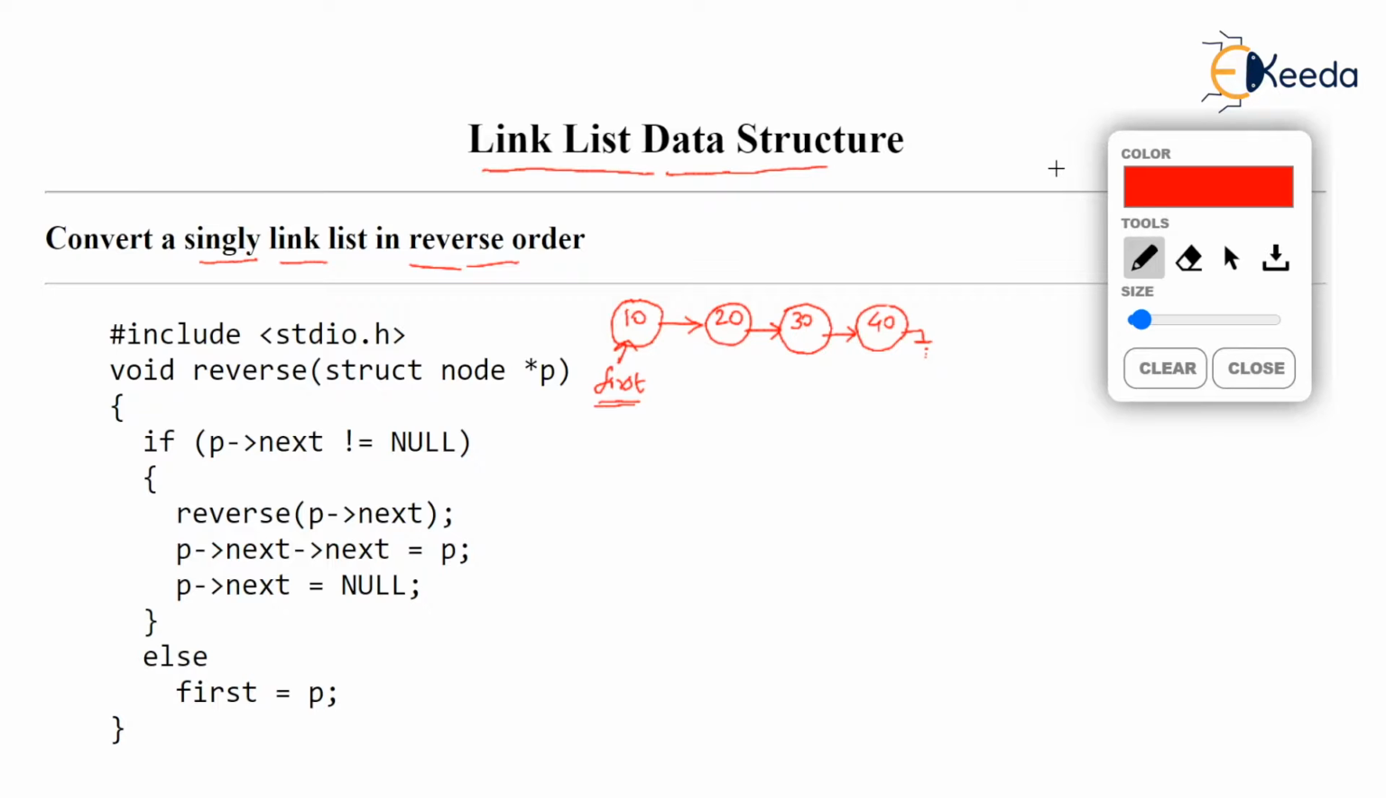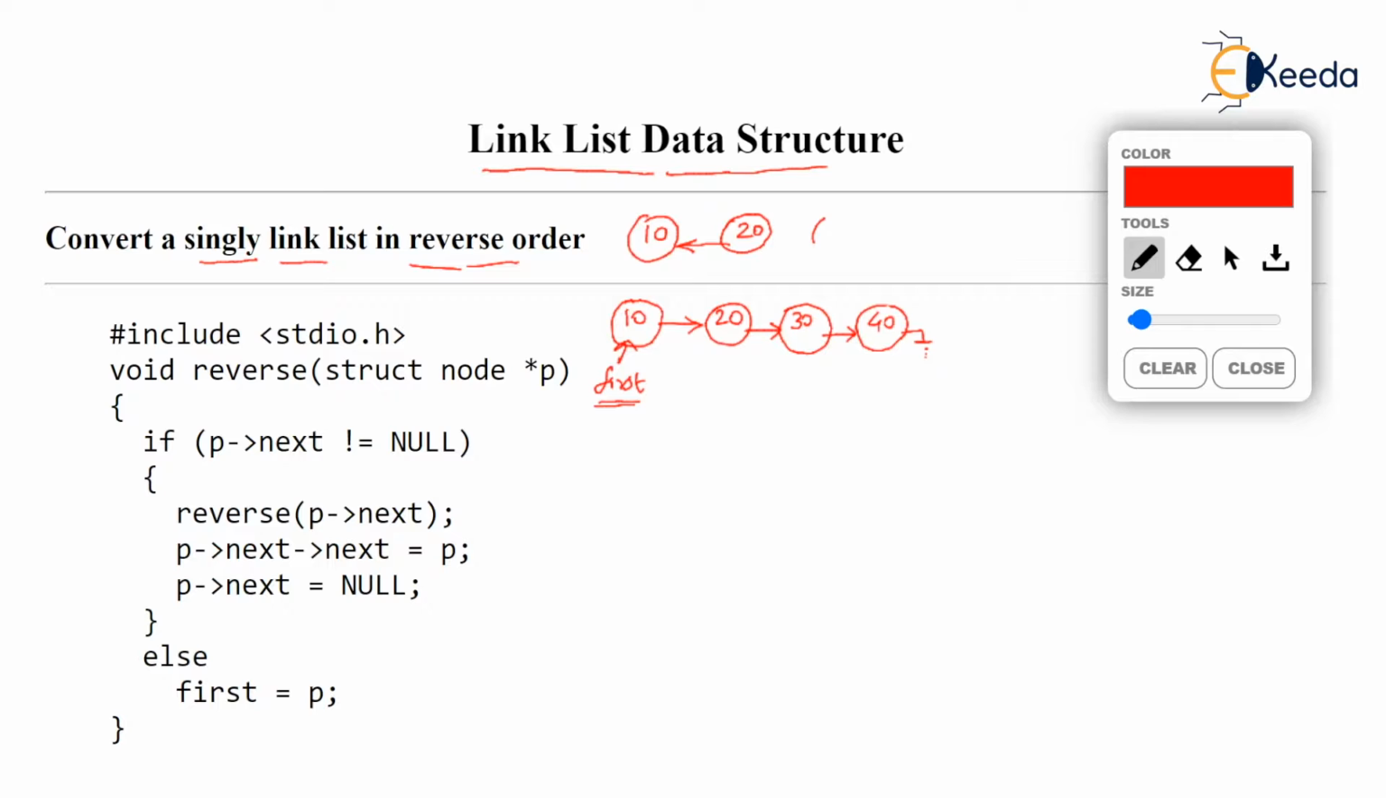Now what we want to do is reverse this list. What does it mean? We will have node 10, but notice next of 10 was pointing to 20, but now 20 is next. The next pointer of 20 will point to 10. That's what I call reverse.